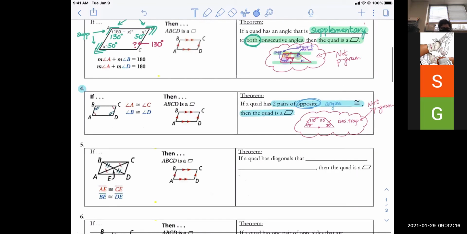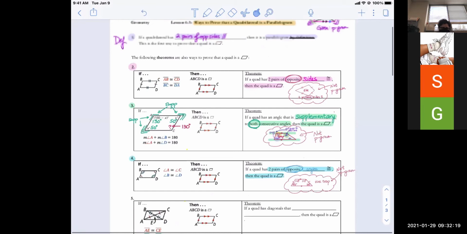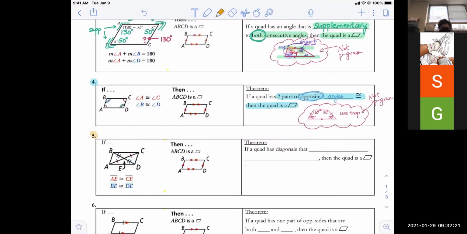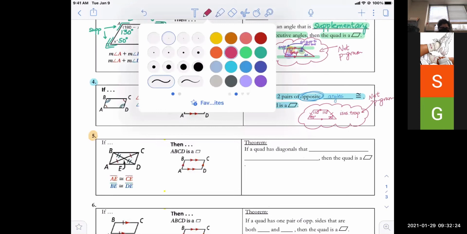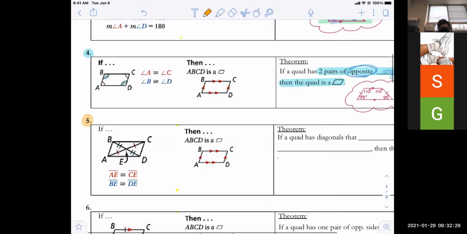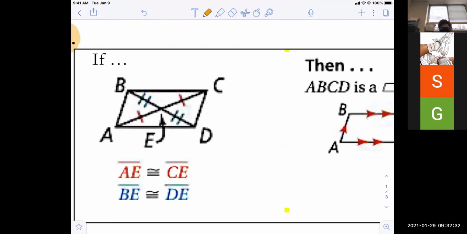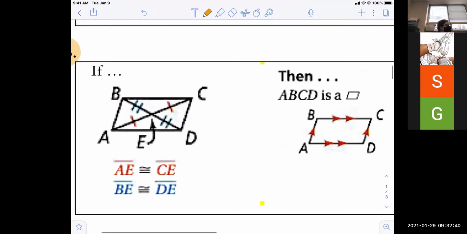Okay, method number 5, a way to prove a quad is a parallelogram. If, what is that showing? These two are the same and these two are the same. How do you say that? They bisect. You kind of combine two things there, Diamond. Kara, what does she mean? Yeah, they bisect each other or they have the same midpoint.